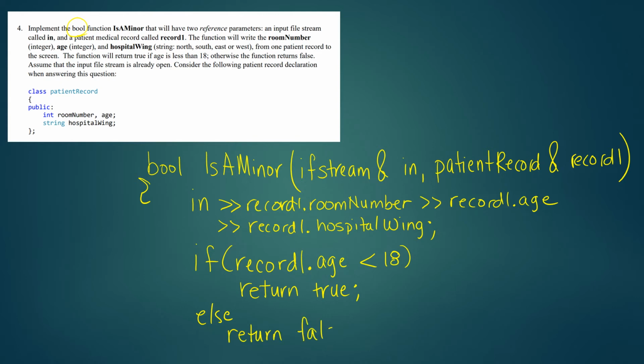So in the other one, we read in until the end of the file. Then when we did the output file, we just put one record into the output file. And in this situation, we just read one record in from the file. Tested the age, returned true if it was less than 18, and returned false if it was not.